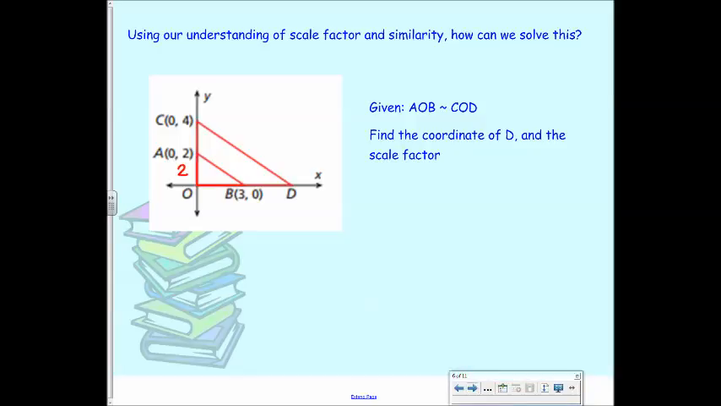How long is OB? 3. How long is OC? 4. So this is 4. So in this triangle, this is 4. In this triangle, this is 2, 3. So how could I figure out this? Proportion? What would be the proportion here?